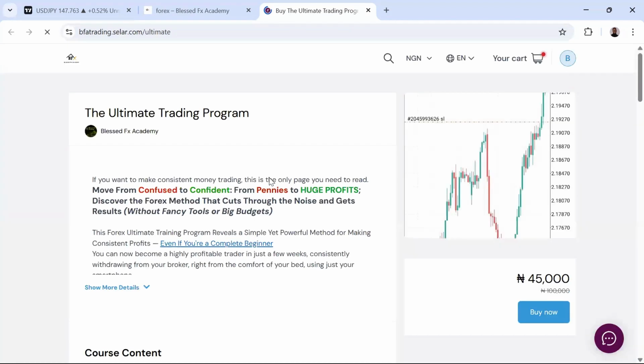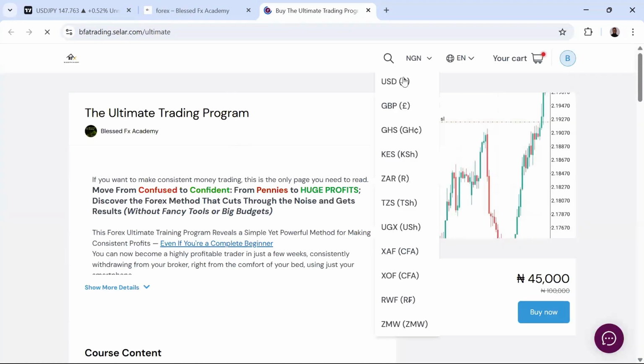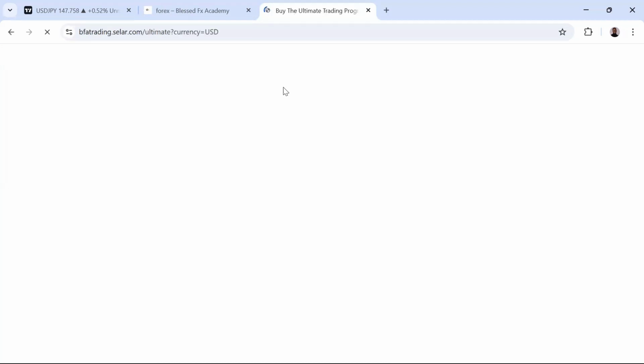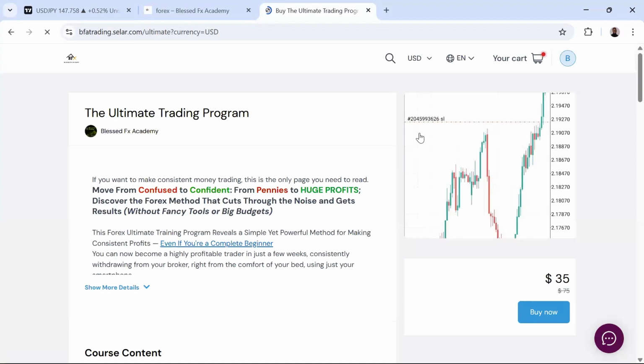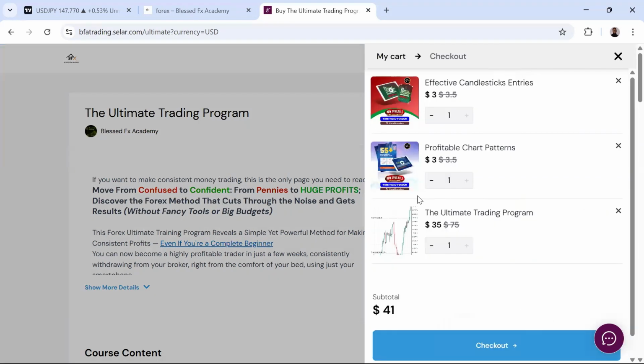So yeah, this is loading up. I just want to show you how exactly you can pay online. Now this is the currency, please. It might choose your default country currency for you. However, you can change it right here if you want to. Say you want to make it USD. When you click on USD, it loads, shows it in USD. And you can see it's $35. You can click on buy now.